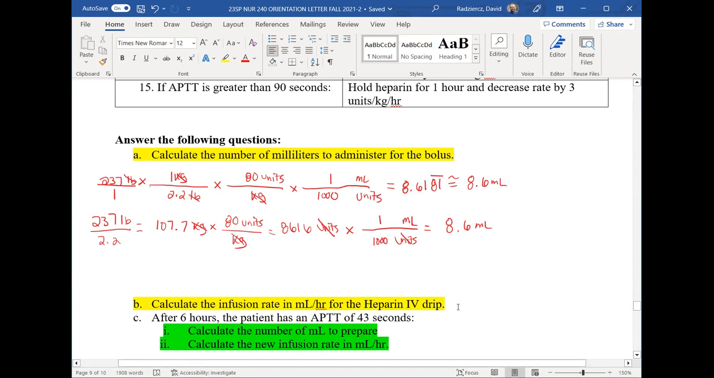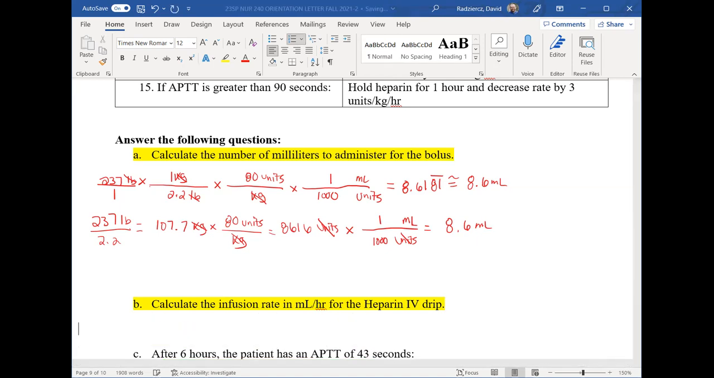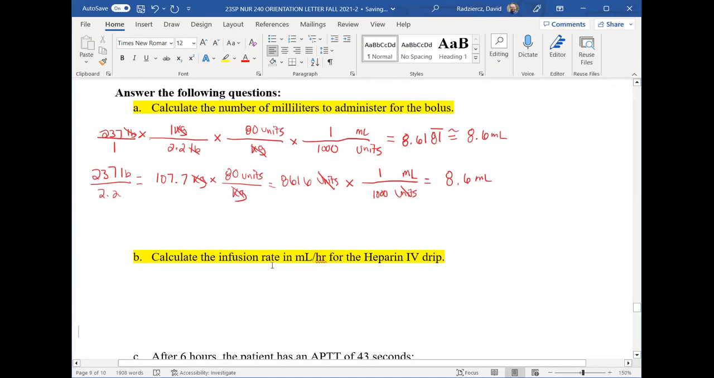Now, the other reason is because of a question like this, once you know that the patient's weight in kilograms is 107.7, then you can save a couple steps, right? I can do the same thing for B as I did with A. I can do it the longer way, and I'll show you that, or I could do it the chopped up way. Either way, you should come up with the same answer. So for this one, this is the infusion rate. Remember, the protocol said to start at 18 units per kilogram per hour.